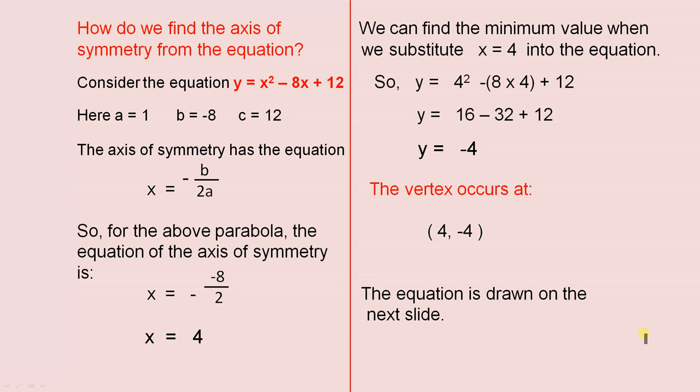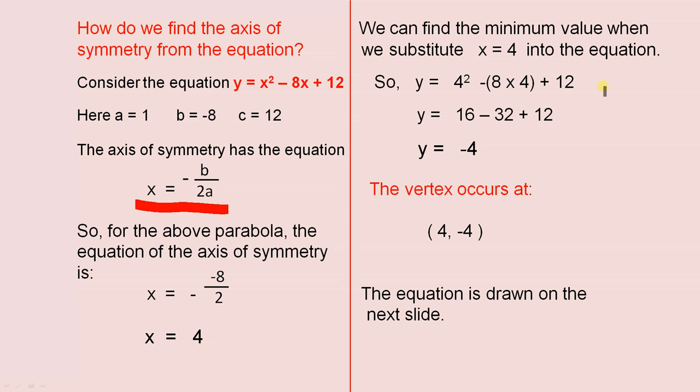How do we find the axis of symmetry from the equation? Consider the equation y equals x squared minus 8x plus 12. Here a equals 1, b equals minus 8, and c equals 12. The axis of symmetry has the equation x equals minus b on 2a. This is a very convenient and quick way to find the axis of symmetry. So for the above parabola, the equation of the axis of symmetry is x equals minus (minus 8) over 2, and when you simplify all that, x equals 4 is the equation of the axis of symmetry.